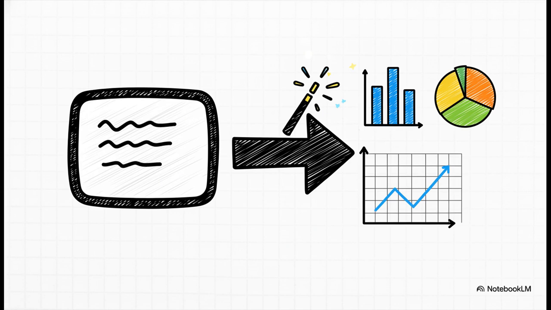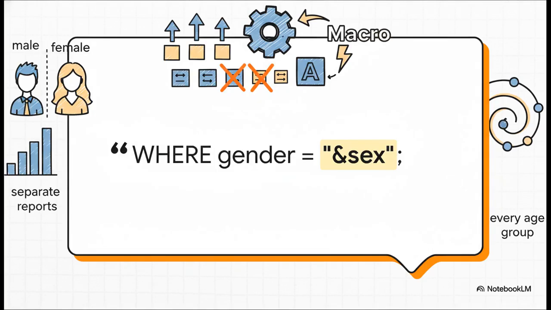procedure called proc chart. SAS is just packed with these kinds of procedures, all designed to quickly summarize, print, and visualize your data with just a few lines of that plain English code we talked about. Okay, time for a pro tip.